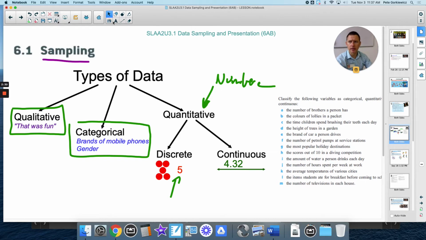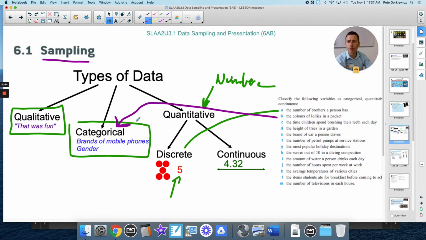So maybe the number of brothers a person has sounds like discrete. You wouldn't have 4.32 brothers. Maybe you want like one less or something like that. The color of lollies in a packet, maybe that's categorical, right? You can have blue and you can just count the number of blue and purple and red. Time children spend brushing their teeth, continuous, etc.